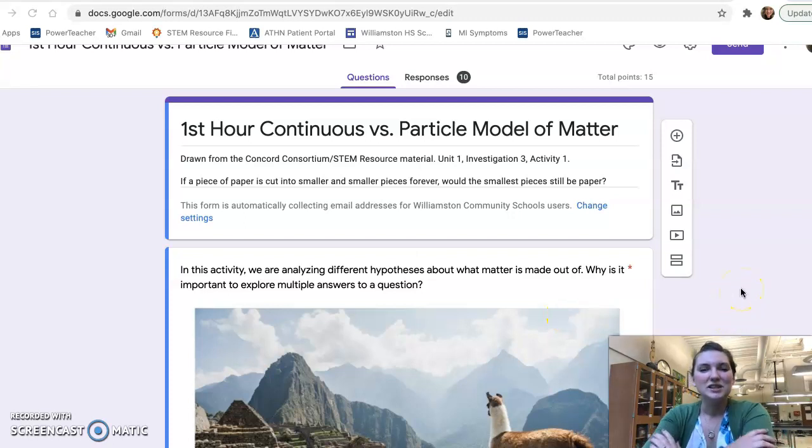Hey physics. So this is the Google form that goes with activity 1 from investigation 3 about the continuous versus the particle model of matter. This was a pretty short activity in the Concord, but it is a hefty theoretical thing to think about. So the gist here is that we're doing a thought experiment, thinking about things like we would if we were a scientist from the Middle Ages, like 1,000 years ago or so, who didn't have the culture of knowledge built up that you guys have.